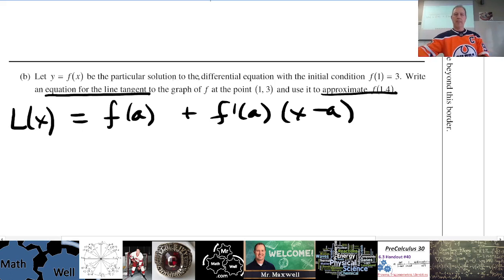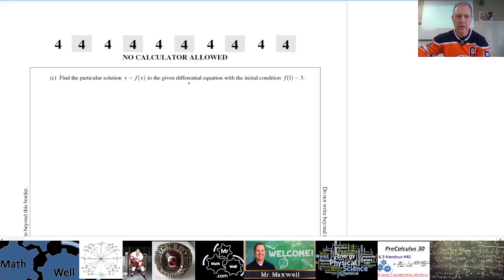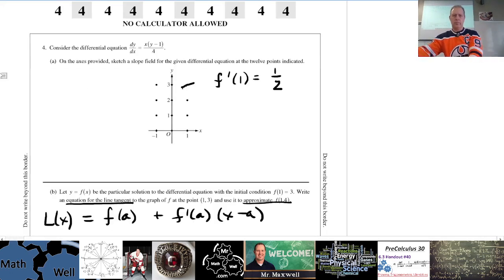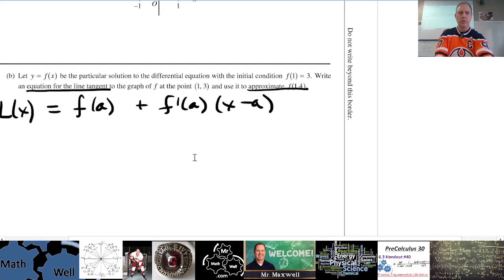So how is that different from C then? Let me look back. Find the particular solution to the given differential equation with the condition f of 1 is 3. Okay, well, write an equation of the line tangent and use it to approximate. Okay, so still, let me just move this down for now.